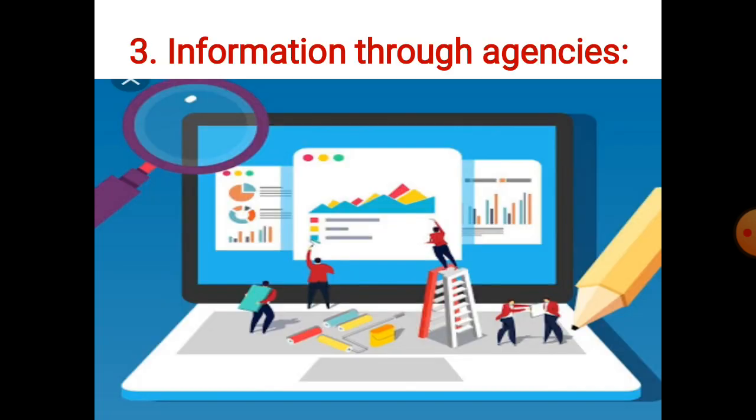Now we will see the third method, that is information through agencies. What is an agency? An agency is a business or organization providing a particular service on behalf of another business, person or group. So they are like middlemen. So how can you get the information through agencies?